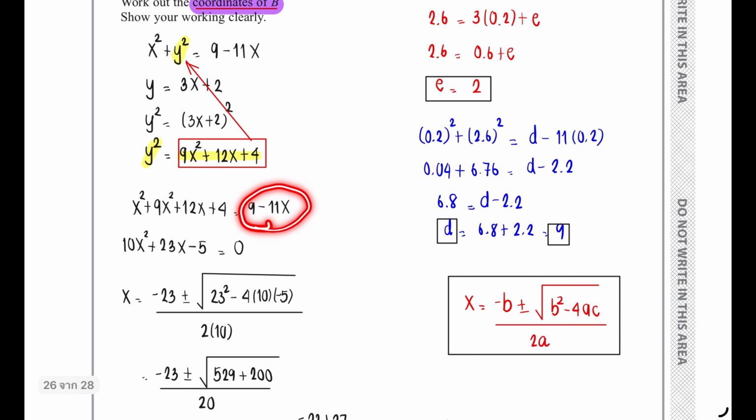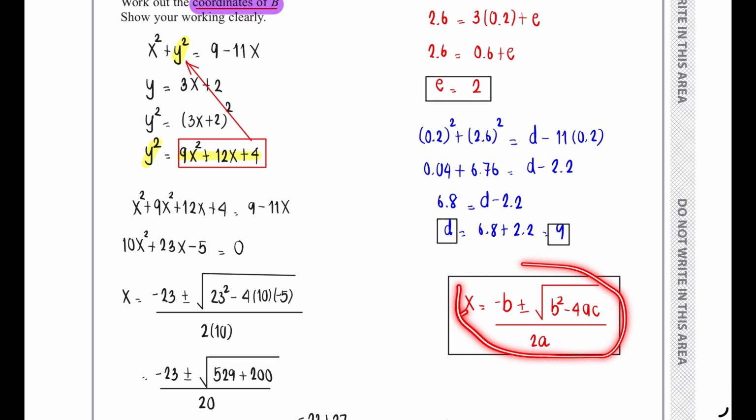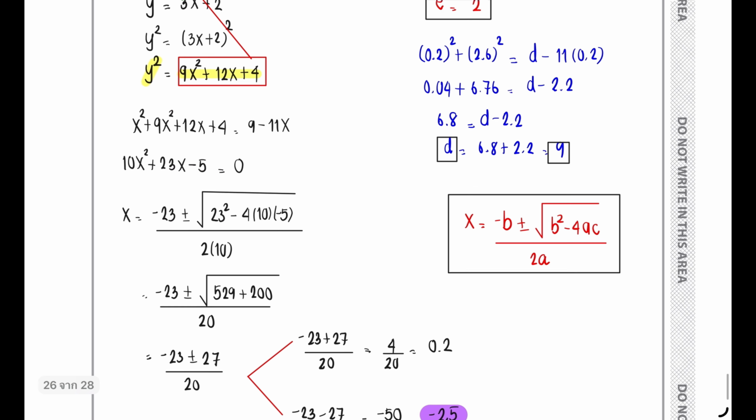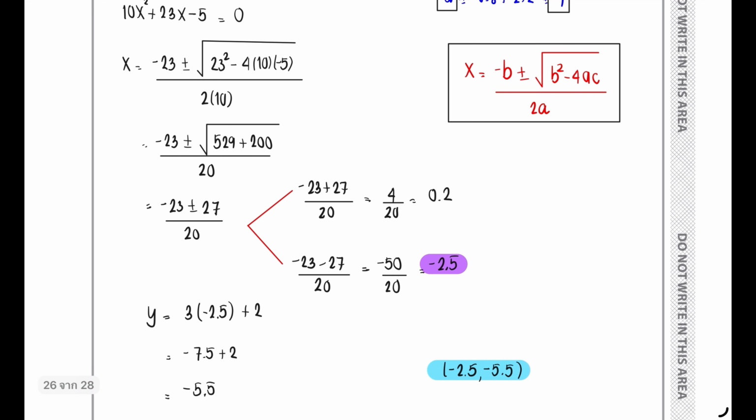So I will move these two terms to the left, and simplifying, we will get 10x squared plus 23x minus 5 equal to 0. And we have to find the value of x. So I will use this formula in which x equal to negative b plus or minus square root of b squared minus 4ac, divided by 2a. So in this case, we will have b equal to 23, a equal to 10, and c equal to negative 5. So after solving the formula, we will get the value of x equal to 0.2 and negative 2.5.